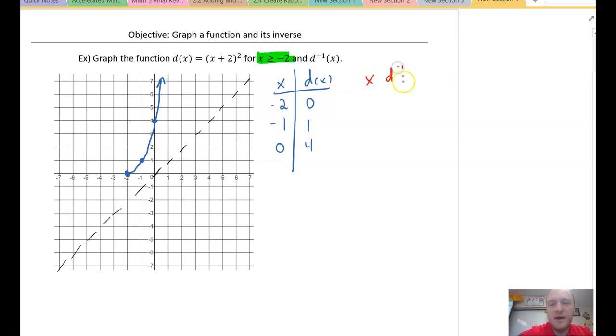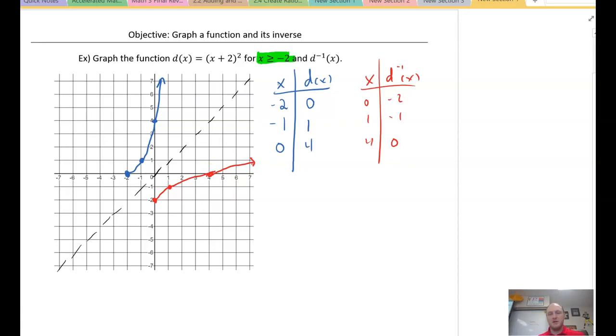I wonder what's going to happen. Okay, so and then here is x, d inverse of x, and we switch these: 0, -2, 1, -1, 4, 0. So when I plot these, 0, -2, 1, -1, and 4, 0.